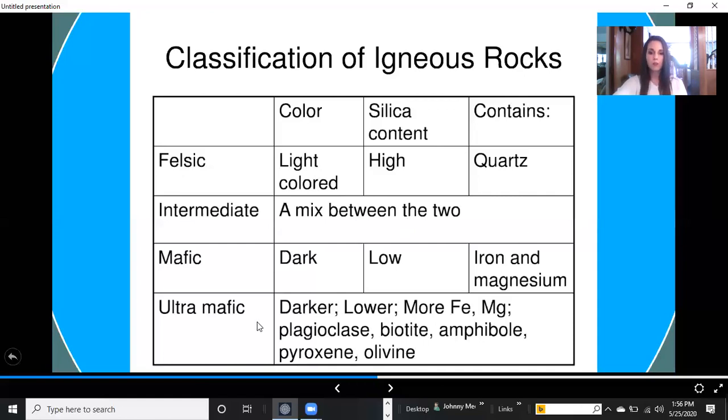Then we have ultramafic. Ultramafic is darker. It's going to have a lower silica content. It's going to have more iron and more magnesium. It's also going to have more plagioclase, biotite, amphibole, pyroxene, and olivine. So as you go deeper down Earth's surface, you're going to find more of these elements here, as I showed you on Bowen's reaction series.